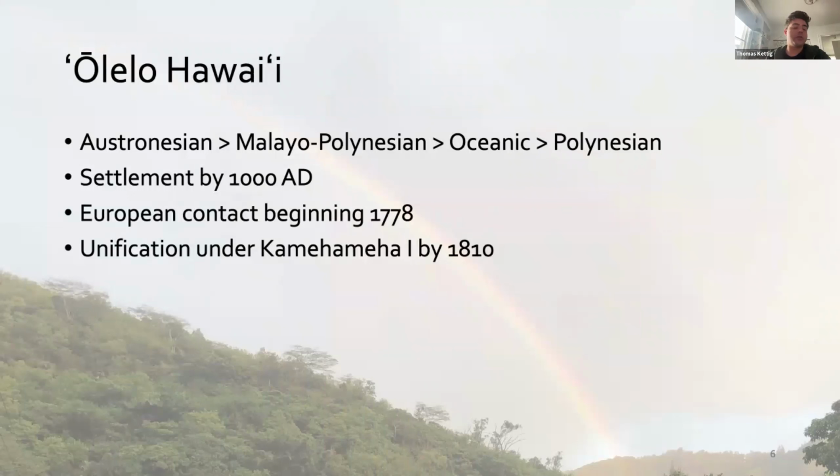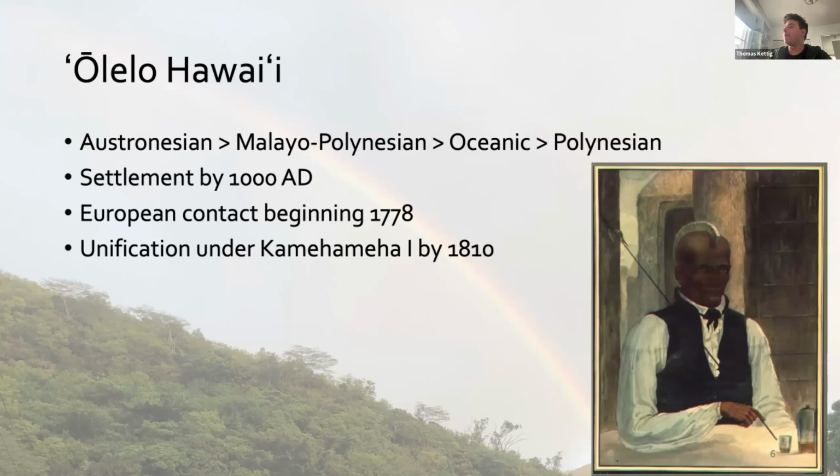And after settlement of Hawaii, contact was maintained pretty regularly for several hundred years between Hawaii and places like Tahiti, the Marquesas Islands, Rapa Nui or Easter Island, and even Aotearoa, New Zealand, given their ocean-going technology. But in the late 1770s, European contact began. Captain Cook and Captain Vancouver were doing their explorations and were able to contact Hawaii, which was dubbed the Sandwich Islands.